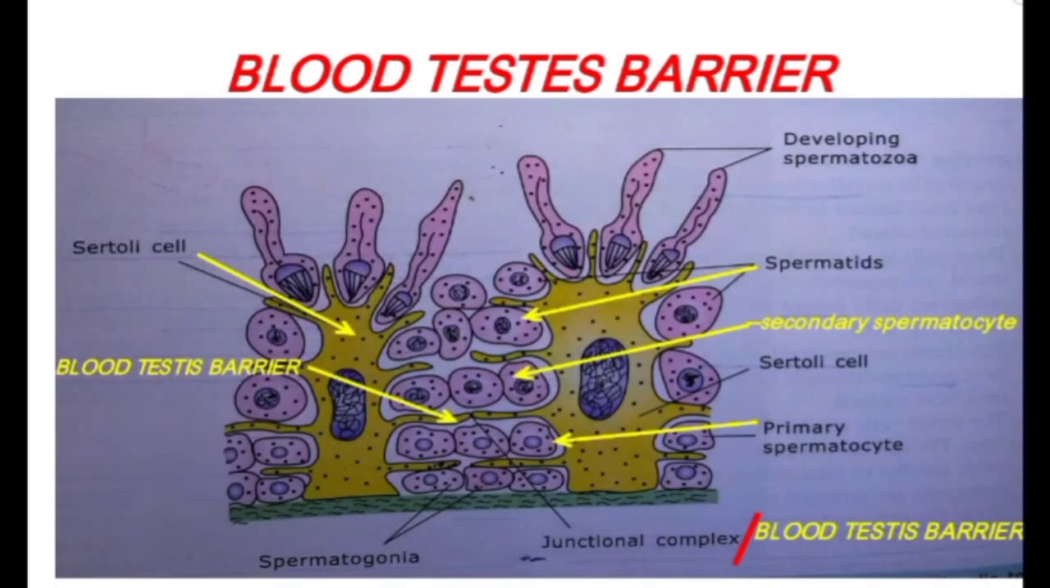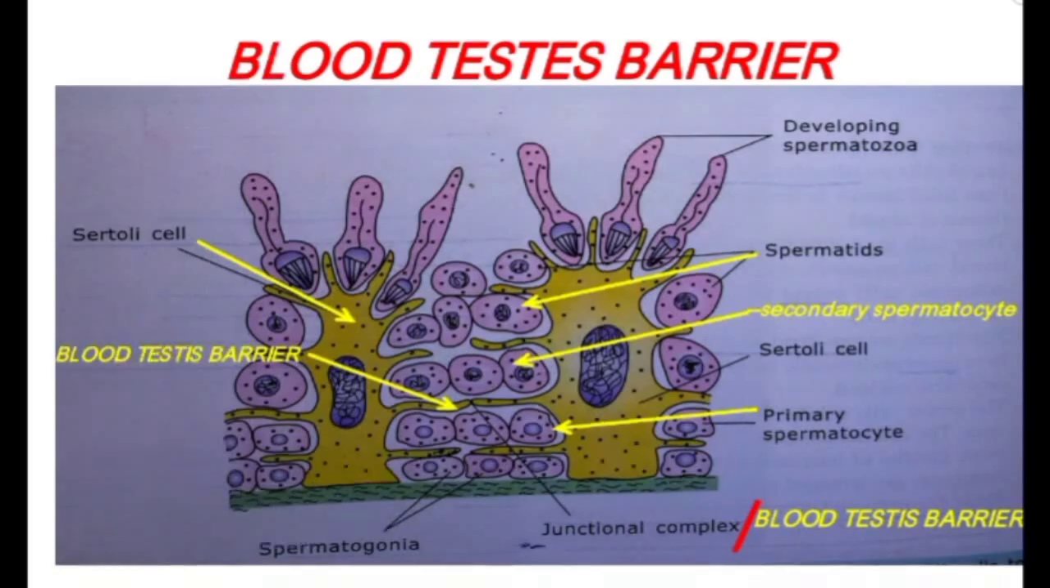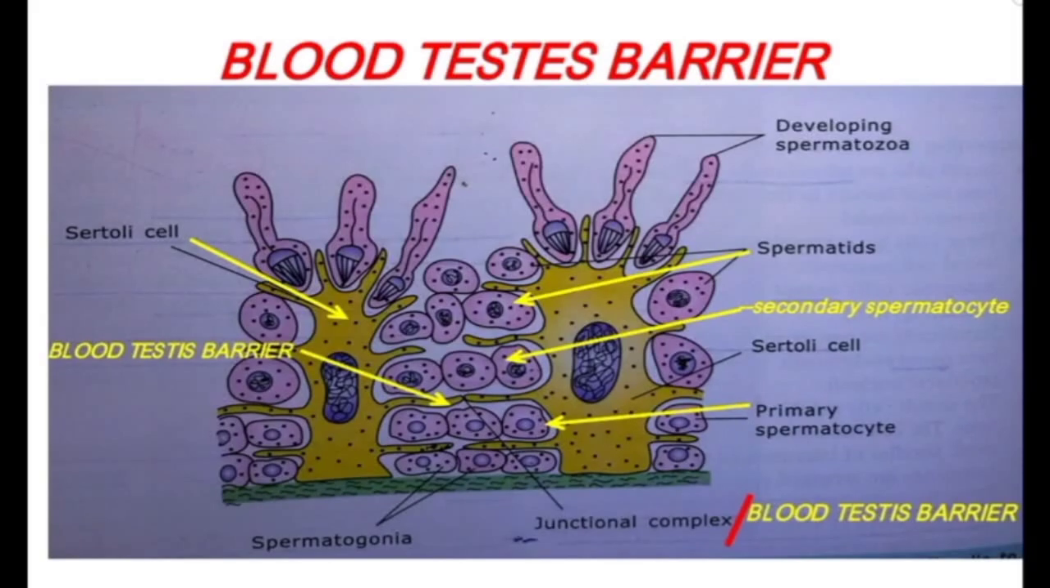These are the type A dark spermatogonia, type A pale spermatogonia, and type B spermatogonia.